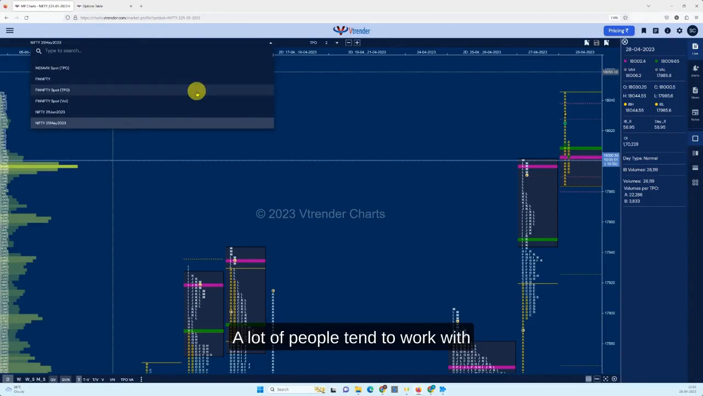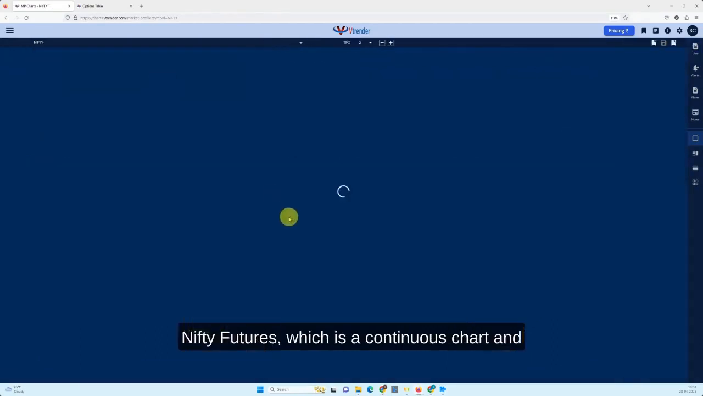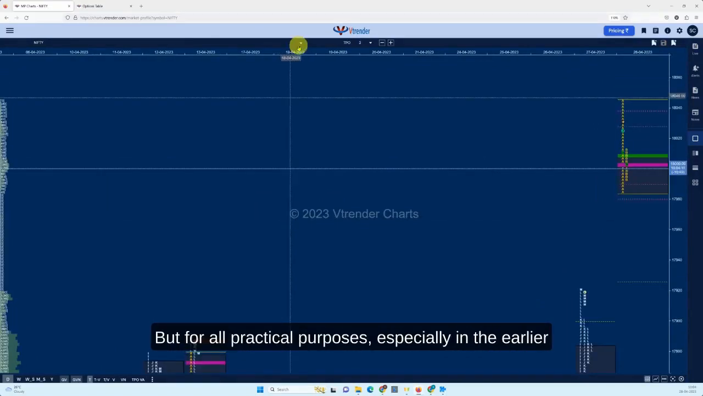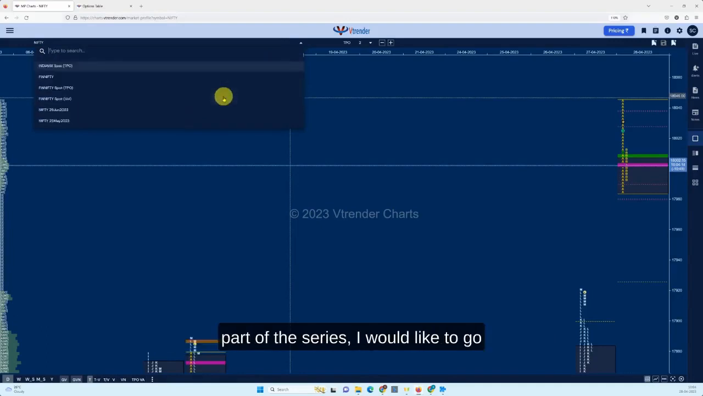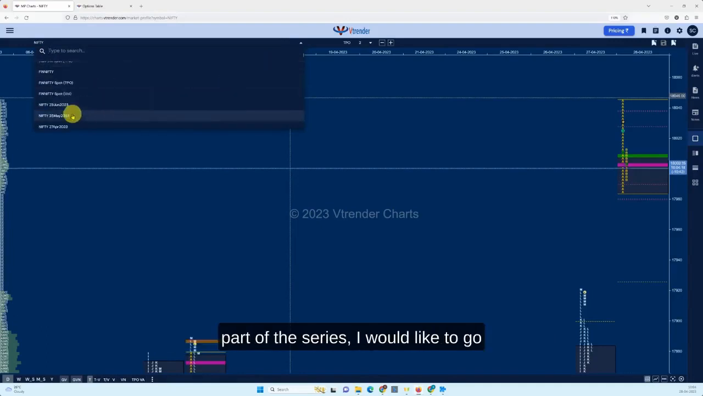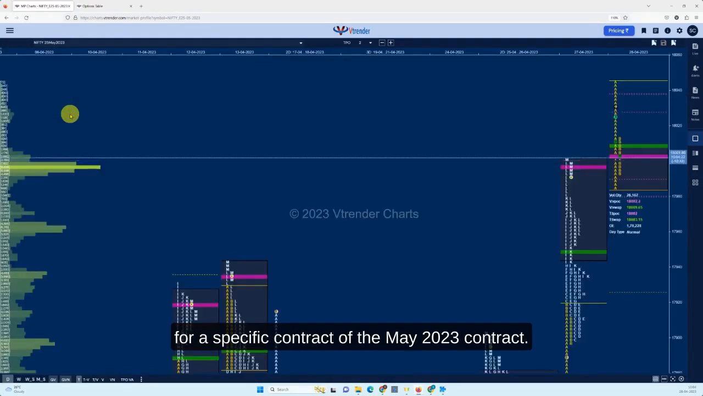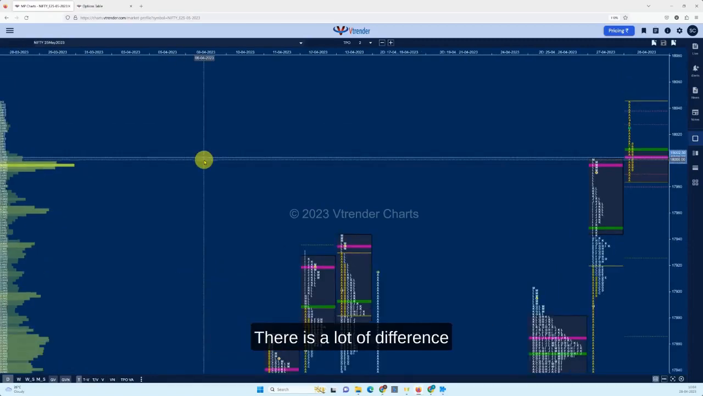A lot of people tend to work with a Nifty futures, which is a continuous chart. And this is the Nifty futures continuous chart. But for all practical purposes, especially in the earlier part of the series, I would like to go for a specific contract of the May 2023 contract. So this is the May 2023 contract. As you can make out, there is a lot of difference in terms of that premium adjusted.